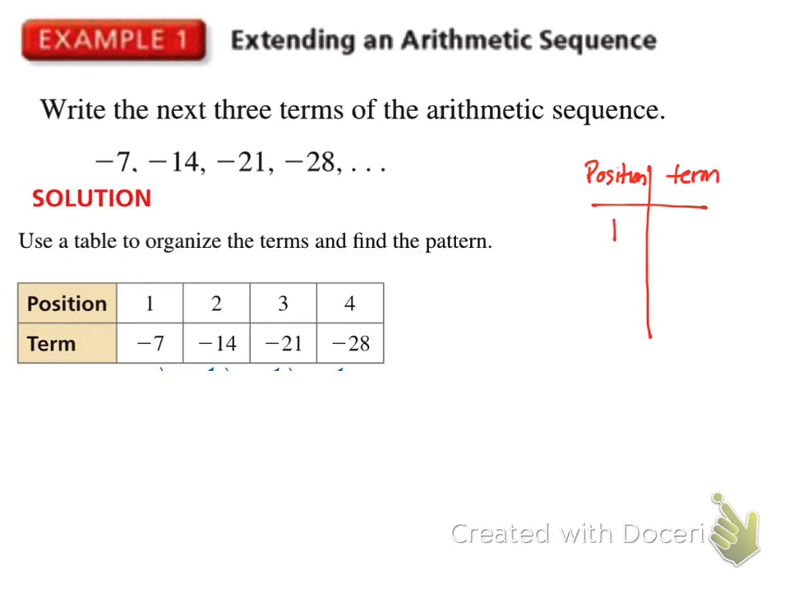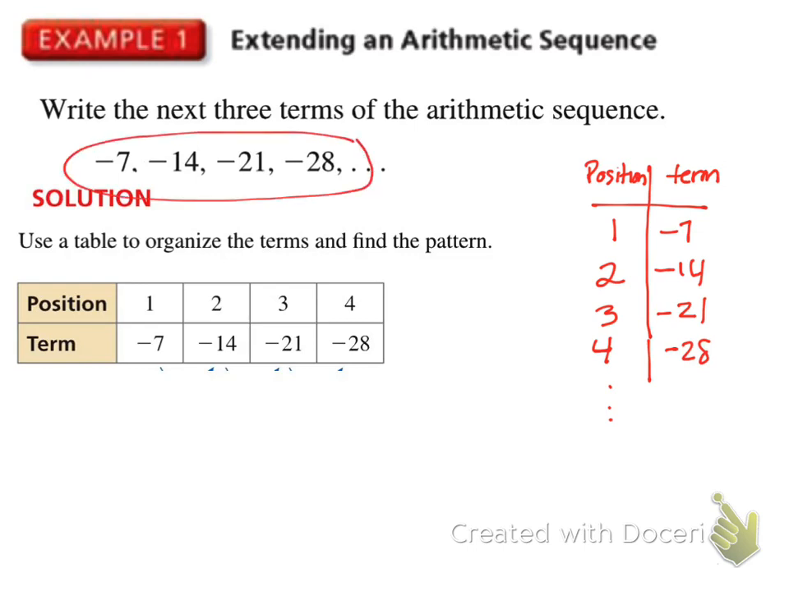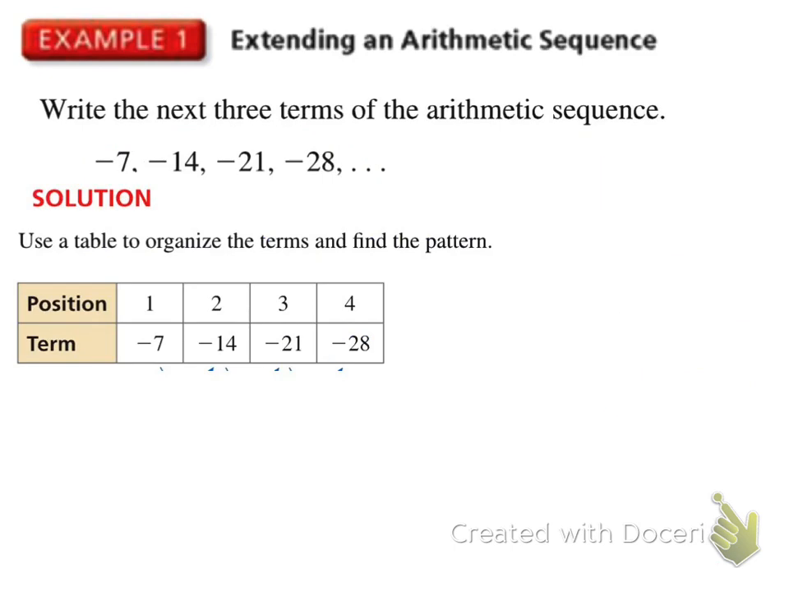So position 1, the first position, the term is negative 7. Position 2, the second term is negative 14. Position 3, it's negative 21. Position 4, it's negative 28, and so on. Does everybody understand the idea of the position number and the term? If they're given an arithmetic sequence, I can just put it into a table like this and add 1, 2, 3, 4 as my position numbers. 1 means it's the first term. 2 means it's the second term. 3 means it's the third. Is everybody clear on that?